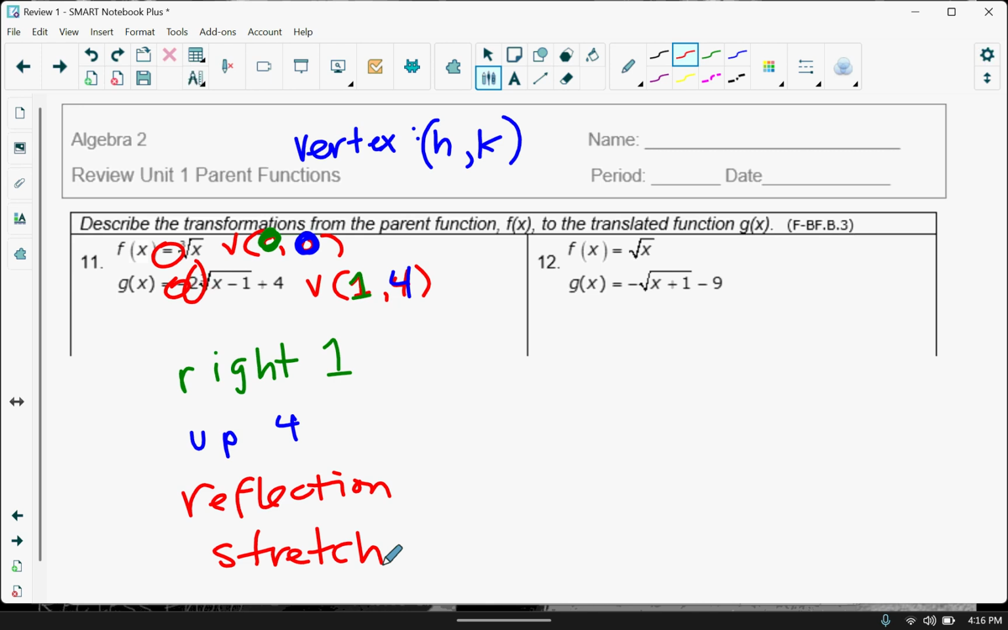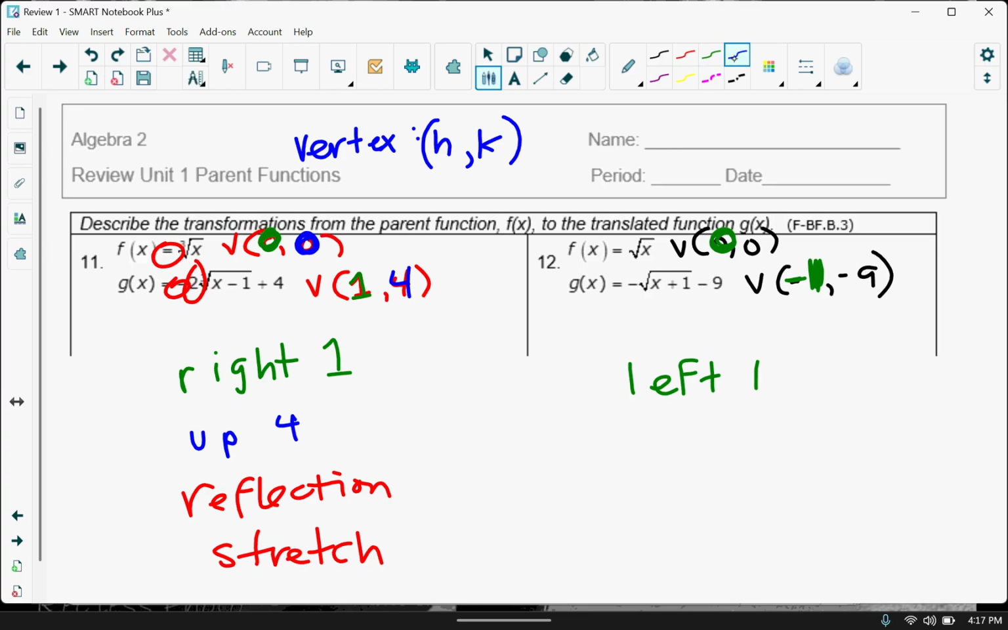Okay, next one. Vertex on the first one is at 0, 0. The vertex of the second one is going to be at -1, -9. So when you do these comparisons, you do the x with the x. So if I start at 0 and I go to -1 on the x-axis, that's going to move left. So I go left 1. And you can draw this out if you need to.